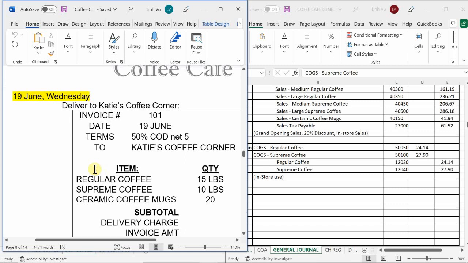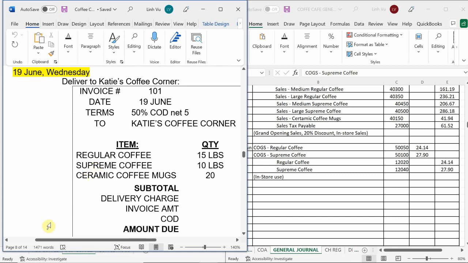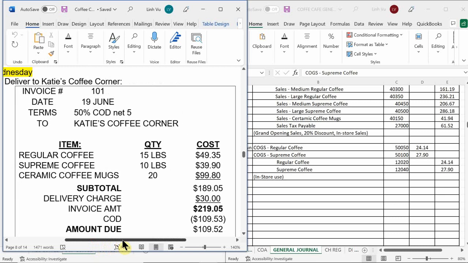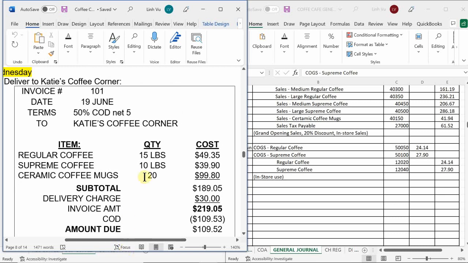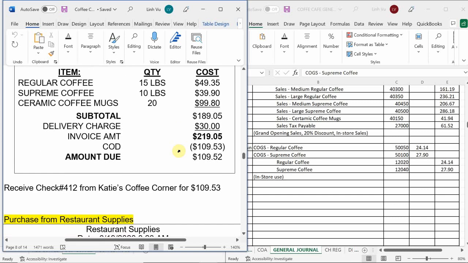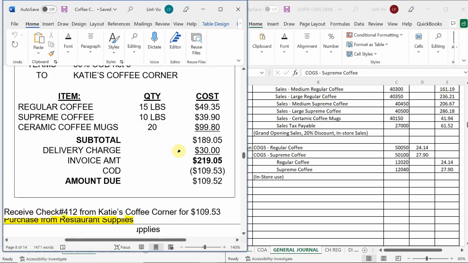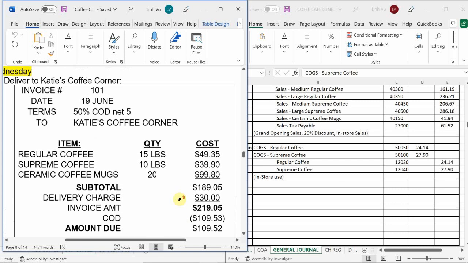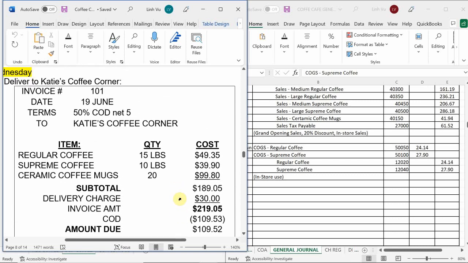Here we are finally delivering to Katie's Coffee Corner. This is what her order was: she ordered 15 pounds of supreme coffee, 10 pounds of regular coffee, 20 coffee mugs, and here is her 50% down payment on delivery, so cash on delivery 50%. She wrote us a check for $109.53. So how am I going to journalize this transaction?